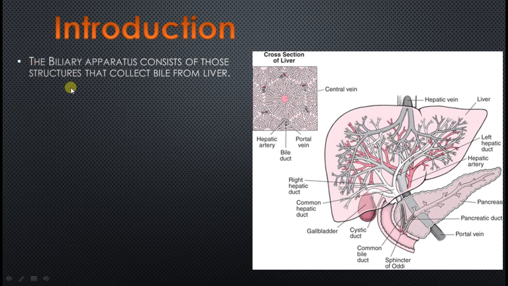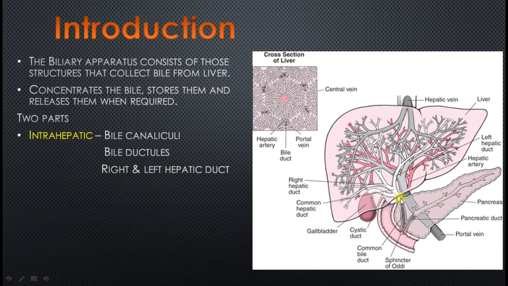So the biliary apparatus consists of those structures which collect bile from the liver. The small ductules form interlobular and intralobular ductules, and finally they come out of the liver as the right and left hepatic ducts, which unite to form the common hepatic duct. Up to this point, it is the intrahepatic biliary system. It consists of, as I told you, the bile canaliculi running in between the hepatocytes, the bile ductules, and finally the right and left hepatic ducts.